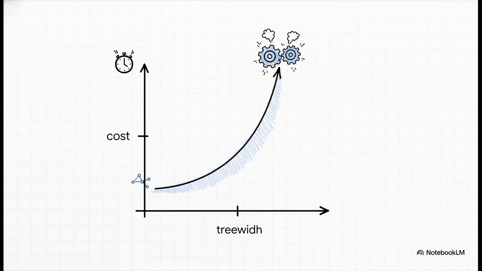And here's the kicker. The time it takes to actually run the algorithm is exponential in that tree width. So if your problem is so tangled up that it creates even one monster-sized clique, then even this incredibly clever approach can grind to a halt. It becomes just too slow to be practical.